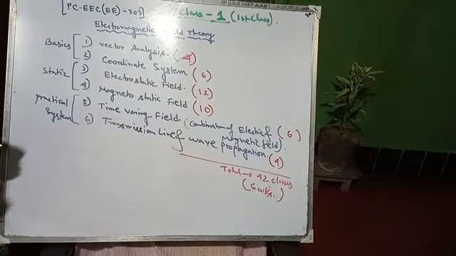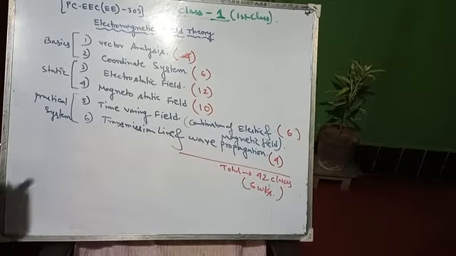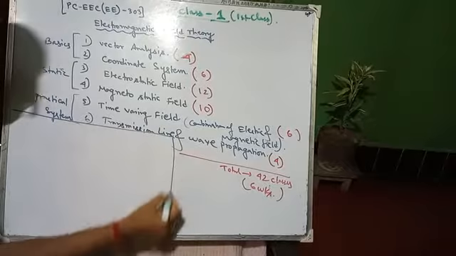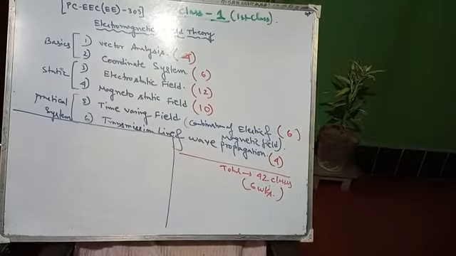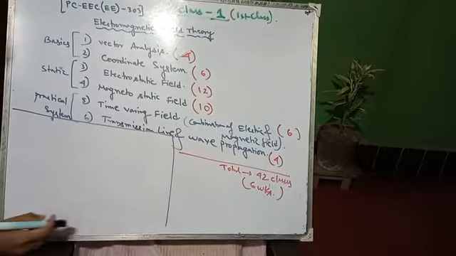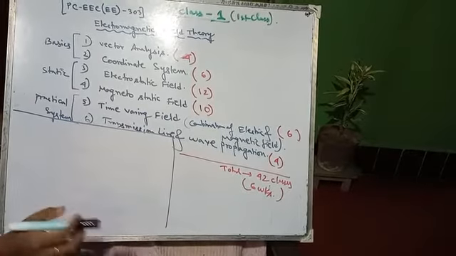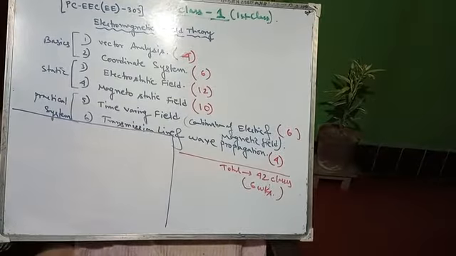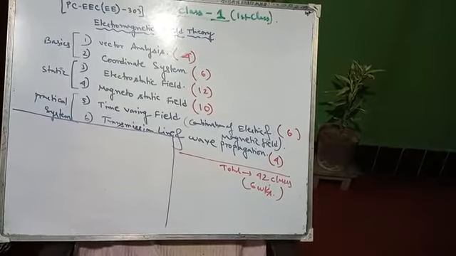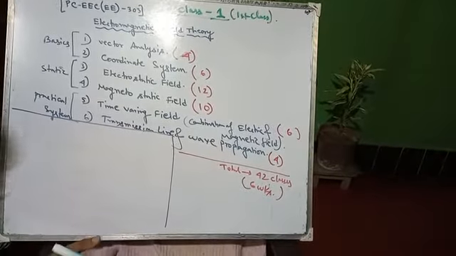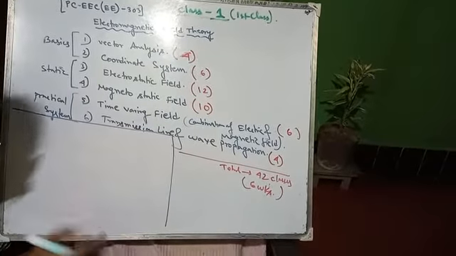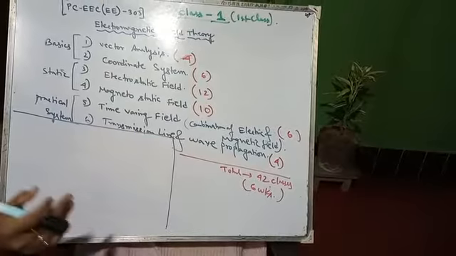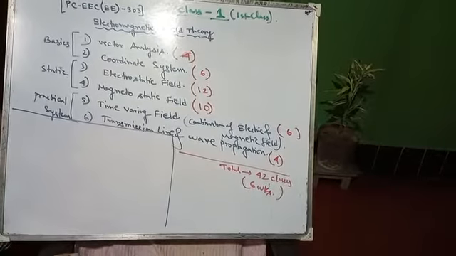Okay, so vector analysis. So what is a vector quantity? Tell me. You can write the note also. Write: a vector quantity is a real quantity which has both magnitude and direction.